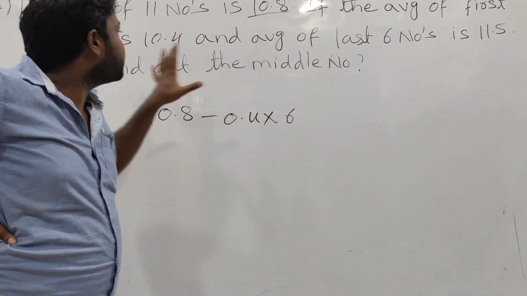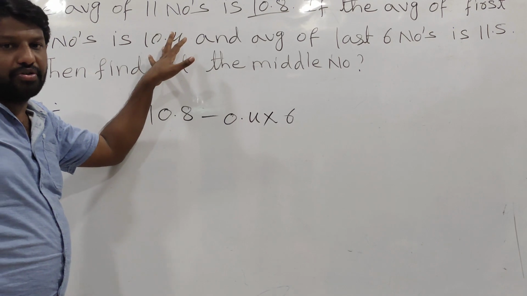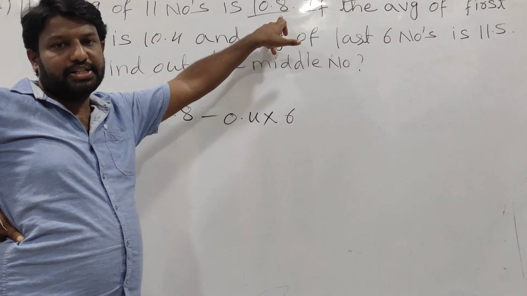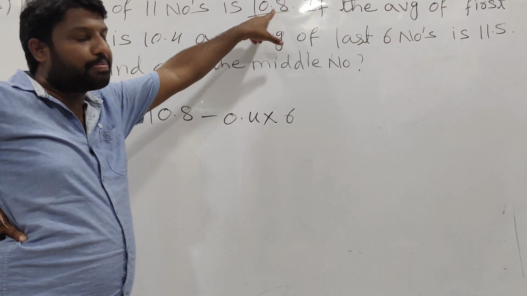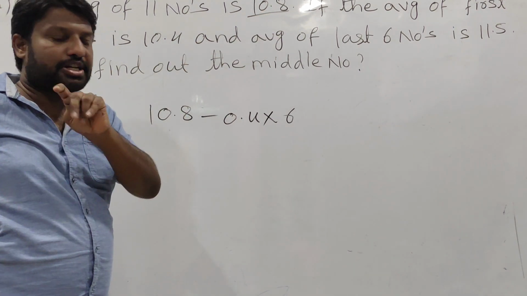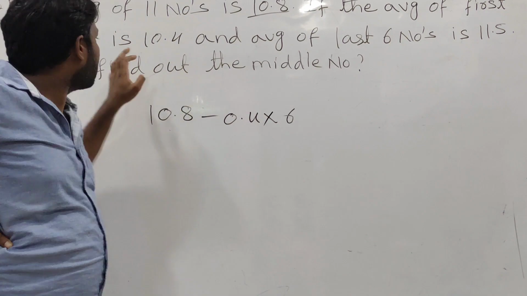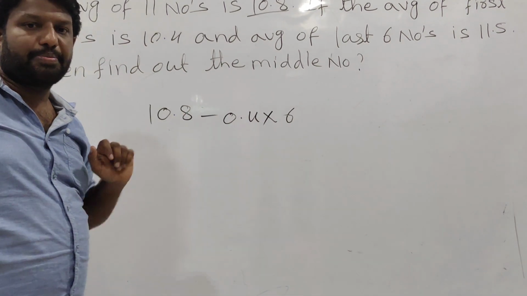Next, the average of first 6 numbers is given. That is 10.4. Now this average is less than the total average. Less, so I have written minus. How much is it less? The total average is 10.8 and this is 10.4. It is less by 0.4. I have written 0.4 into how many numbers? 6 numbers, so multiplied with 6.